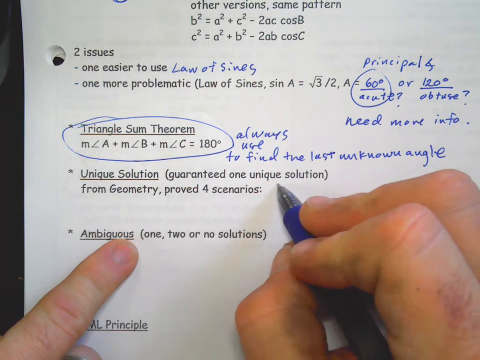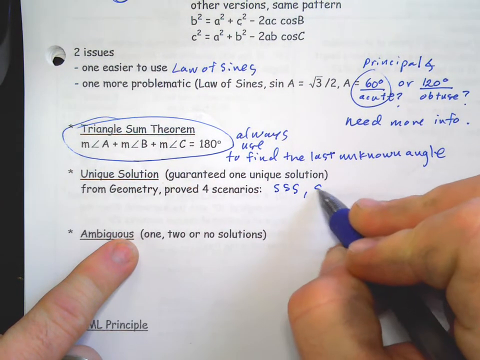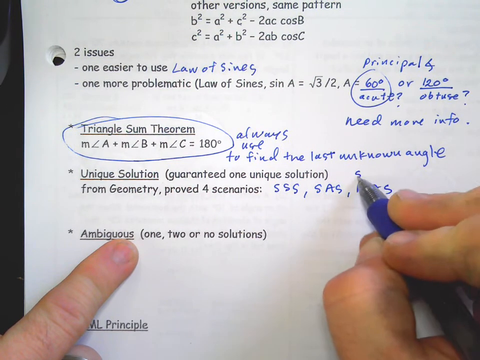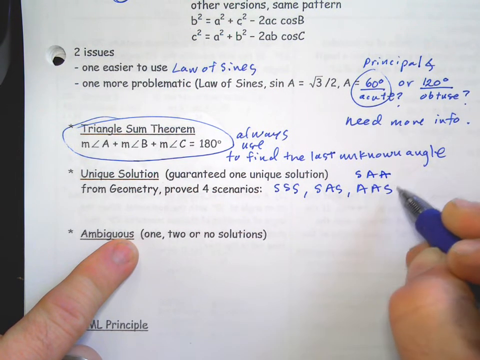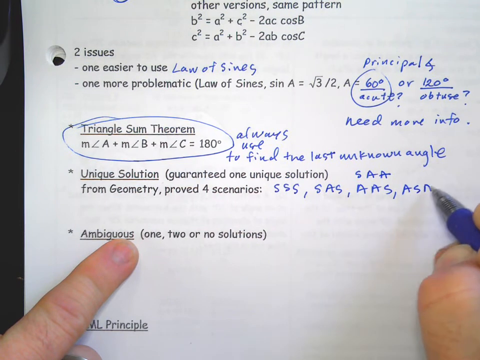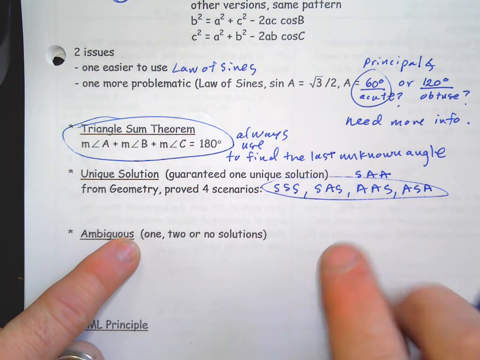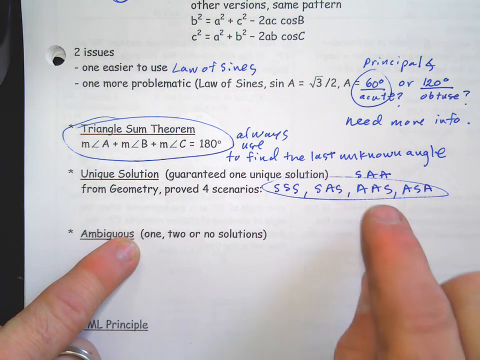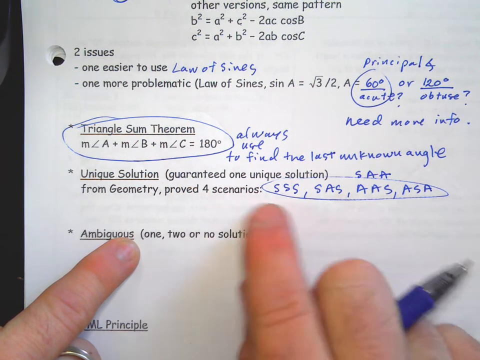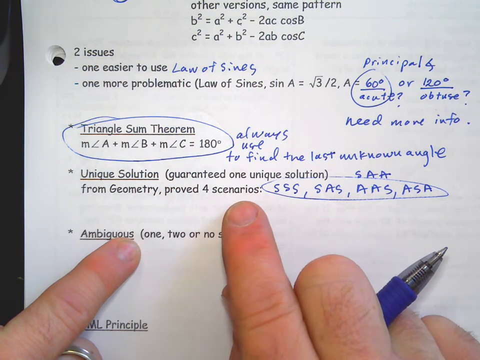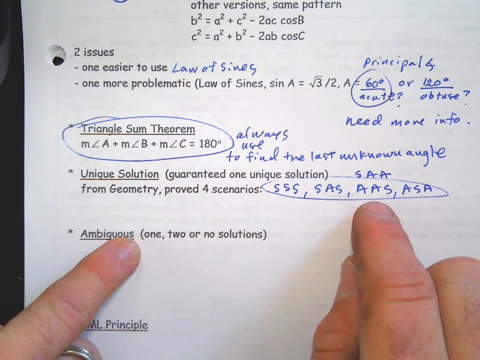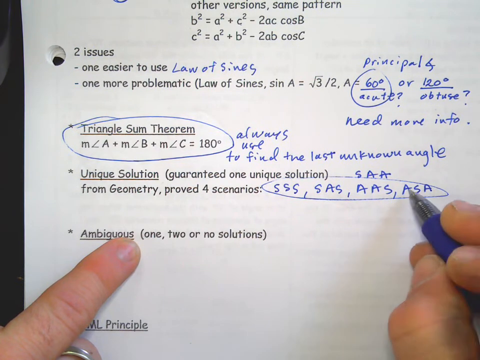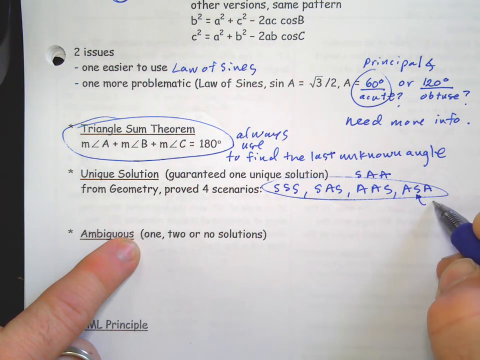So one was side, side, side; side, angle, side; angle, angle, side, which is, by the way, the same as side, angle, angle; and angle, side, angle. Okay, these are the four situations that in geometry you could use to prove that two triangles are congruent. And in this situation, that means there's only one possible answer, because that's why they worked as shortcuts in geometry. Okay, now you gotta make sure that the order of these letters matters.